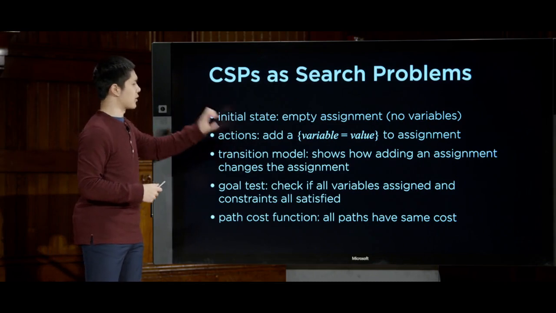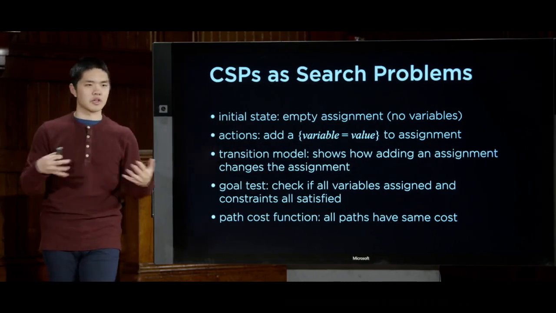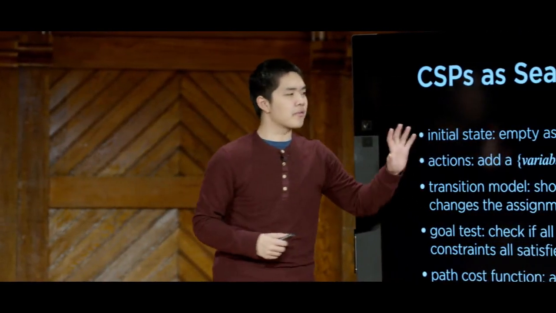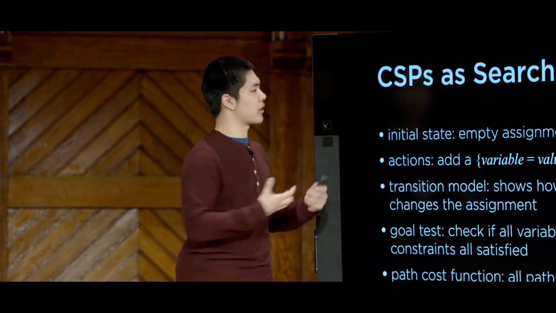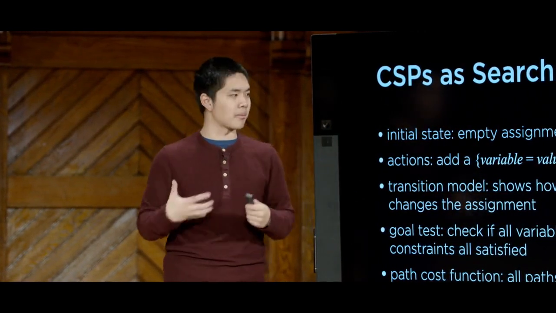The problem here, though, is that if we just implement this naive search algorithm just by implementing breadth first search or depth first search, this is going to be very, very inefficient. And there are ways we can take advantage of efficiencies in the structure of a constraint satisfaction problem itself.